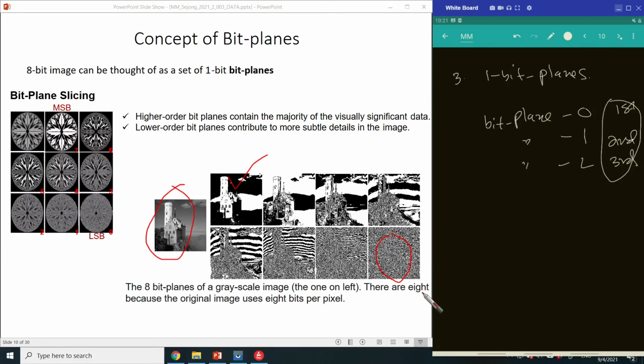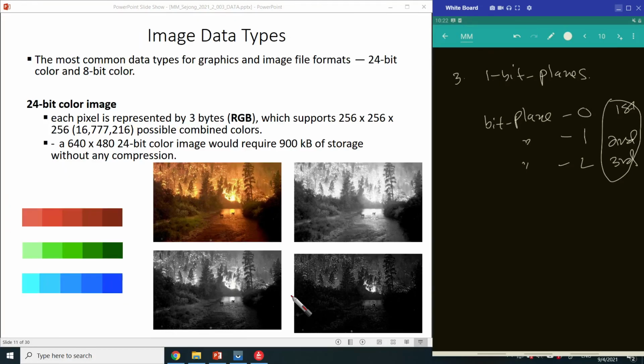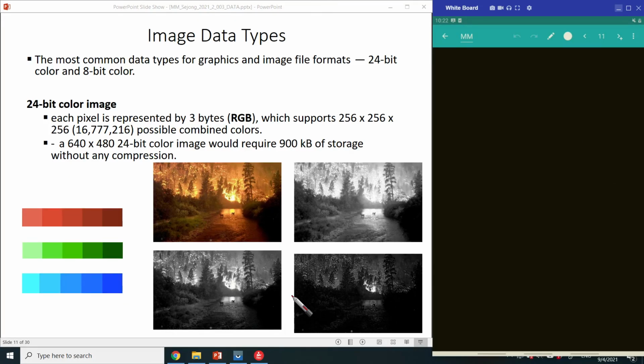Okay, so there are certain applications where we focus on these subtle and fine details, but there are some applications where this is actually enough. So accordingly we use these concepts. So this is called the concept of bit planes. Now we'll explain something on a 24-bit color image or an 8-bit color image. Let's say first we talk about a 24-bit color image.